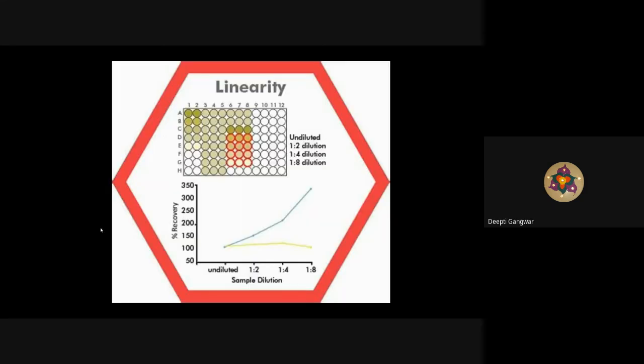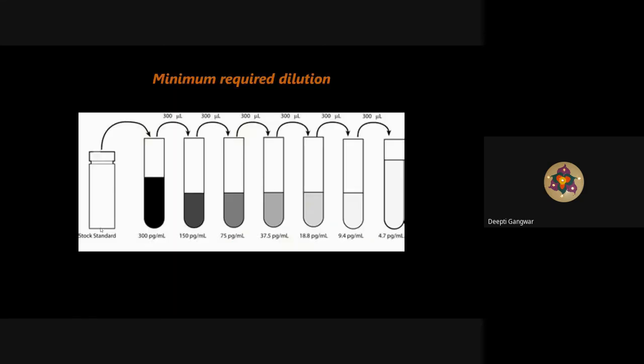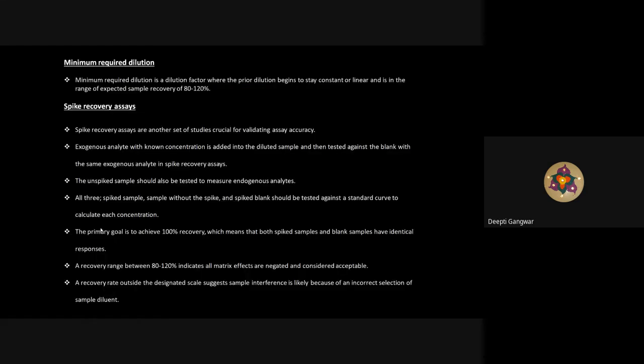So previous slide, previous slide. I told you about the minimum required dilution, that you are getting a constant value in the range of 80 to 120% of your expectation, which is X. Now out of those 3 supposed concentrations, we move on to which is the best or optimal concentration of my sample. So you do a spike recovery analysis.